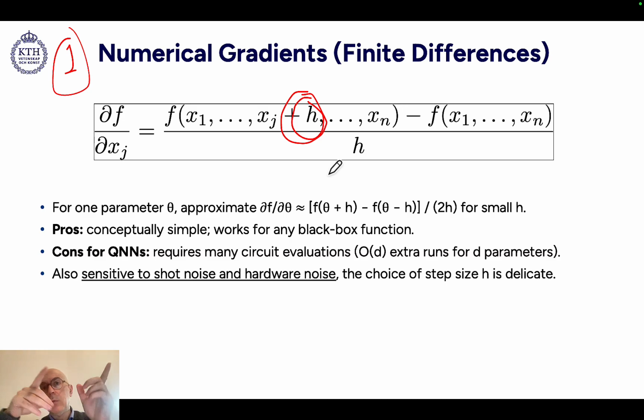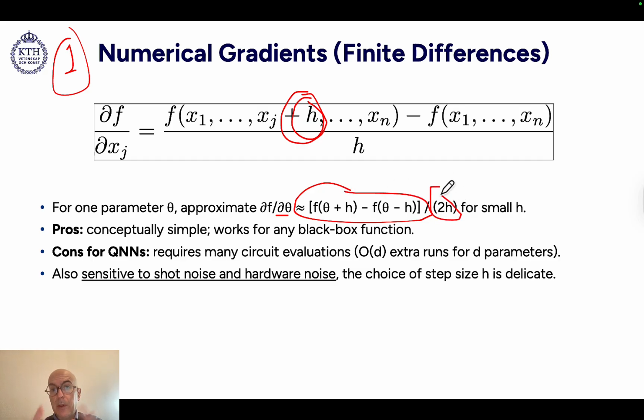So we take one point, we perturb the parameter, we do another expectation value, we take the two values and we can calculate the difference. This is akin to a numerical approximation of the derivative in numerics. So for one parameter theta, we can approximate the function derivative with respect to theta just by calculating this arithmetic difference divided by the size of the interval. This is conceptually simple and works for any black box function.